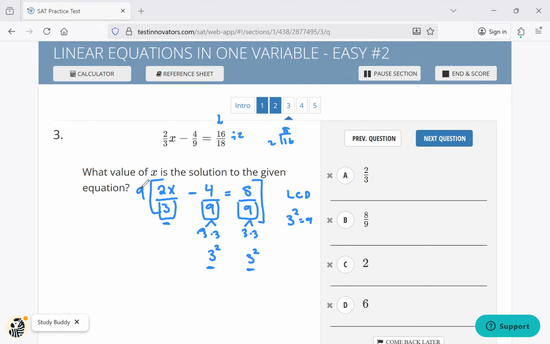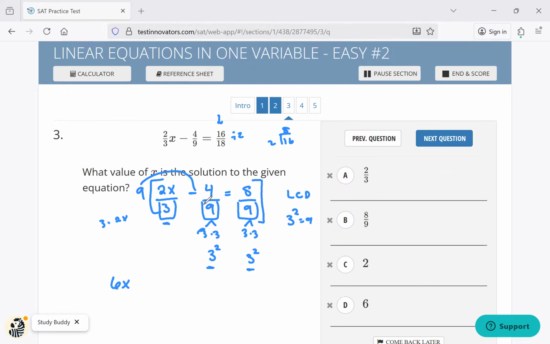Okay, so what is 9 times 2x over 3? How I do this is you can either multiply 9 by 2x, which is 18x, and then divide it by 3, which is 6x. Or you could do 9 divided by 3, which is 3, times the numerator, 2x, which is 6x, right?